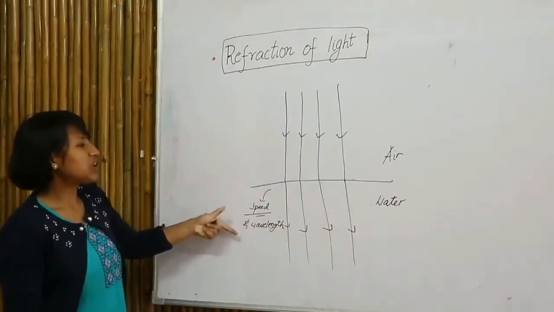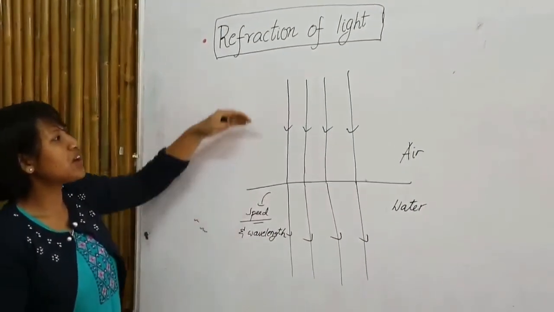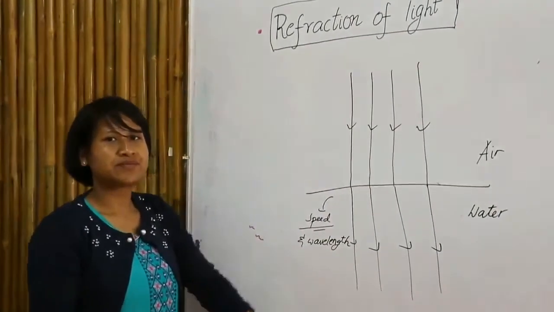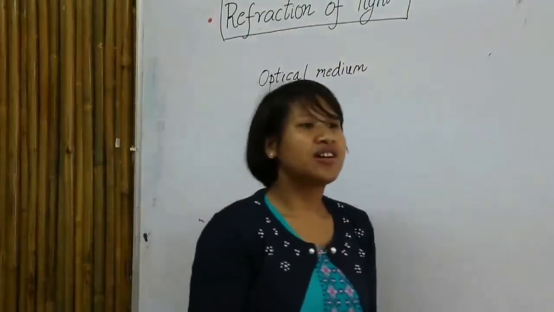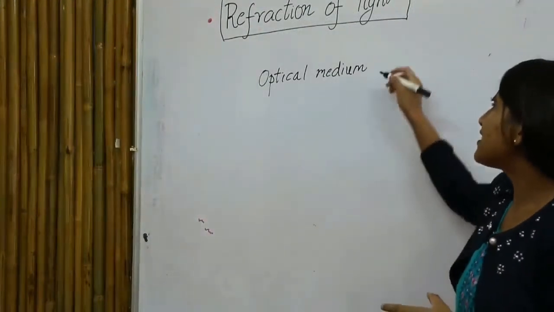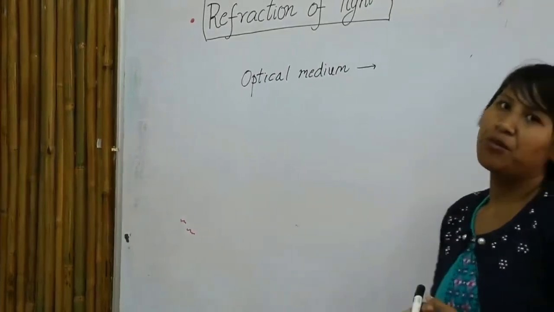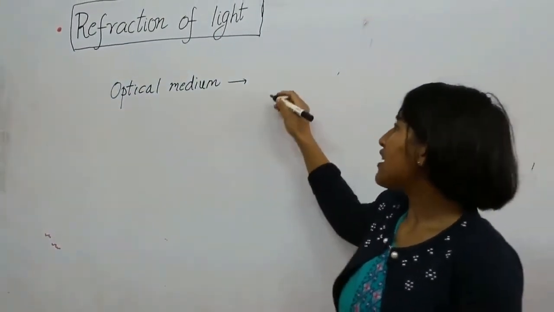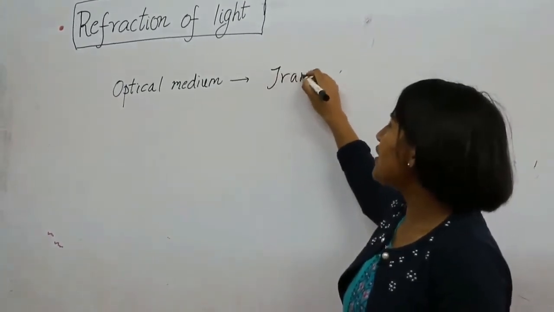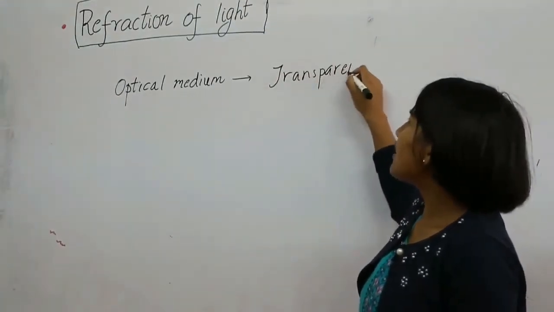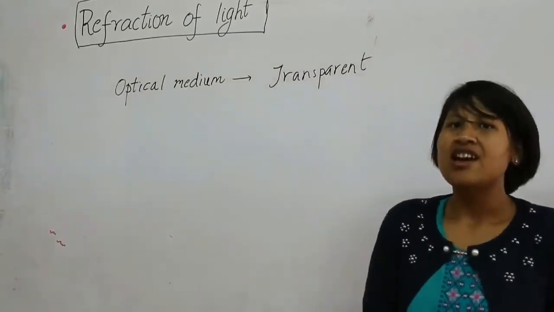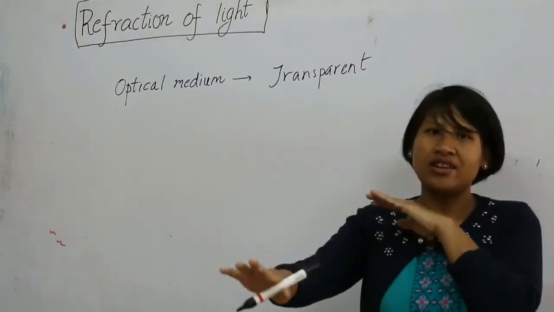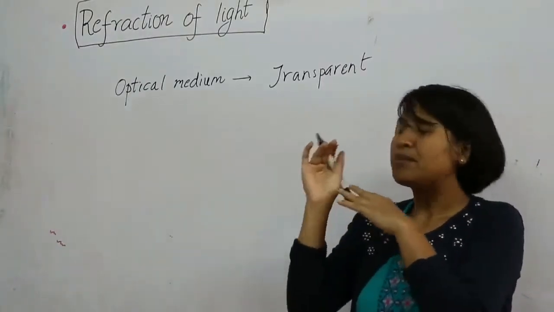So speed and wavelength change whenever light travels from one medium to another. A medium through which light passes is called an optical medium. We have done this in the beginning of the class, and we have also classified transparent, translucent and opaque objects. Here we'll basically be dealing with transparent media.